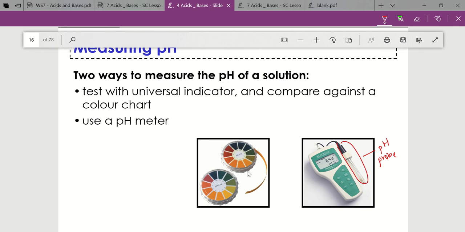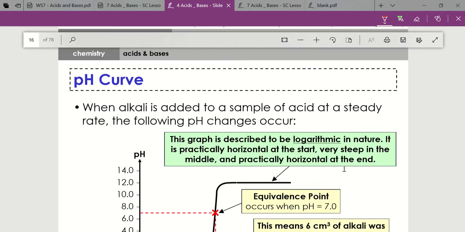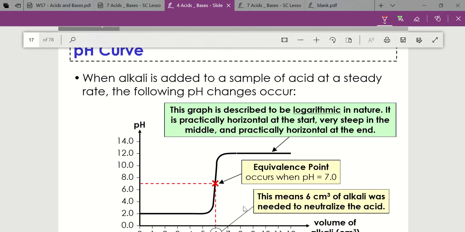Universal indicator, last year when you have used it before for practical, you will realize that sometimes it's a bit difficult to determine exactly whether it is light orange, orange, or even maybe yellow. Or sometimes for the blues, it can be a bit difficult to match to the correct color. So sometimes using the universal indicator, it gives you a rough value of a pH. It is difficult to give you the exact value of a pH, which is why scientists usually just use a pH meter, straightforward. Okay, so when we see a pH curve, it looks something like this.